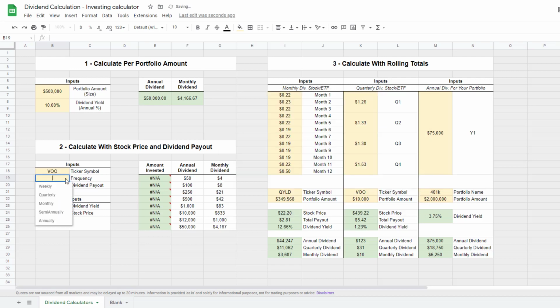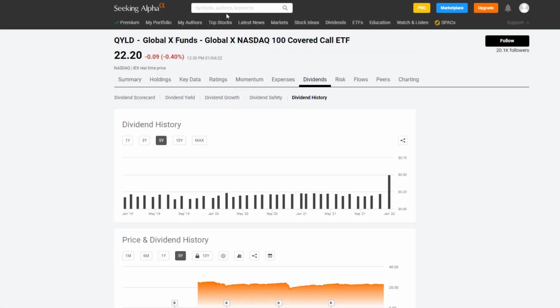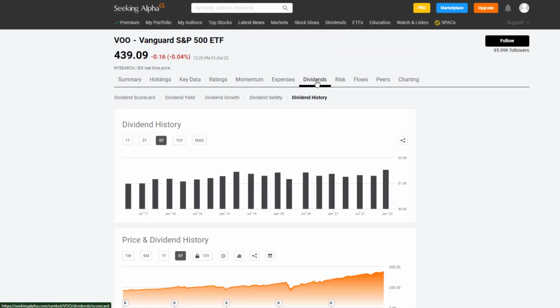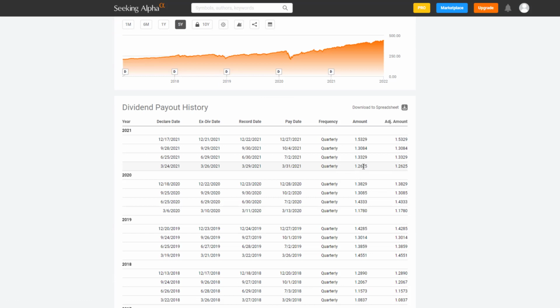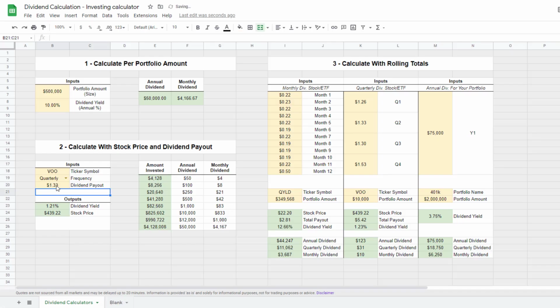So now VOO, we know VOO is a quarterly payout. Their average payout, where are we going to get this from? We'll go over to Seeking Alpha, type in VOO, go over to the dividends tab, click dividend history, and then for the year of 2021: $1.26, $1.33, $1.30, $1.53. Let's go ahead and put in $1.33. So let's say the quarterly payout was $1.33.